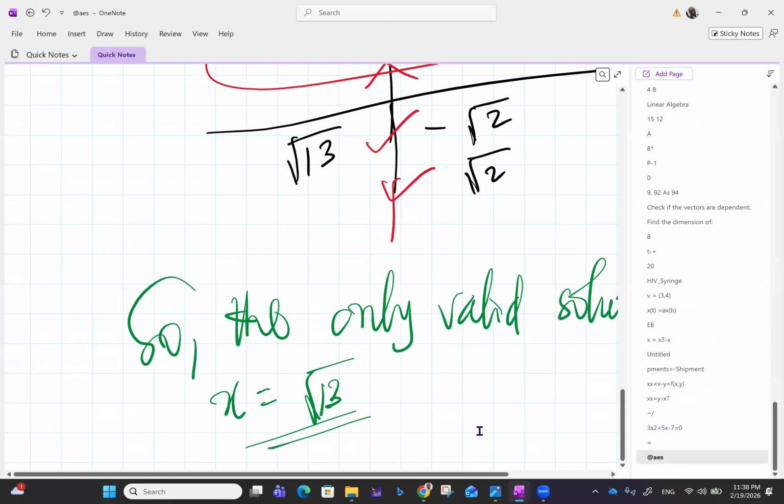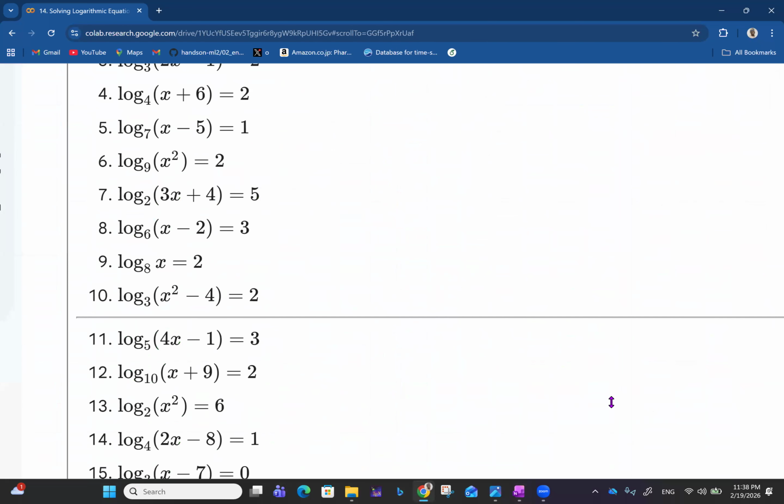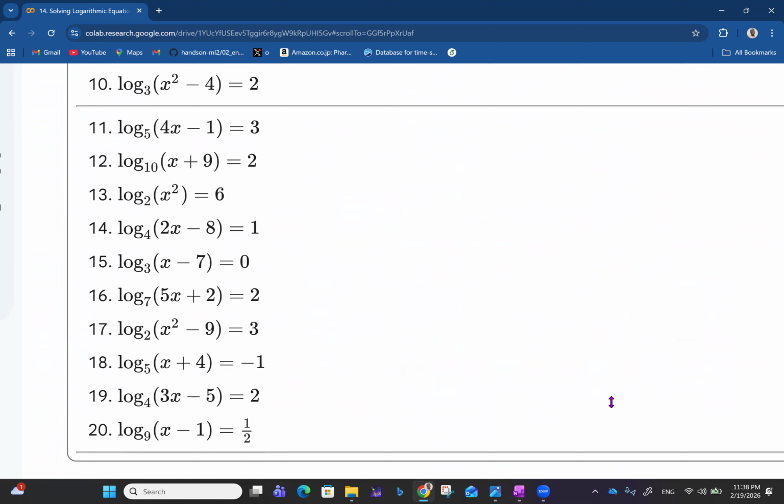All right, so I take another question from 11 to 20. Which one looks the most challenging? Okay, maybe I should just take 20 because that involves a fraction. But is that such a problem? I don't think so, because 9 raised to the power half is just 3, and we have x minus 1 equals 3, so x is equal to 4. And if you look at the domain, x minus 1 should be greater than 0, so that means x is greater than 1. So 4 is a valid solution.